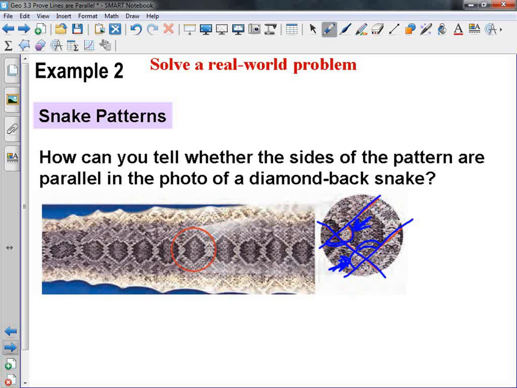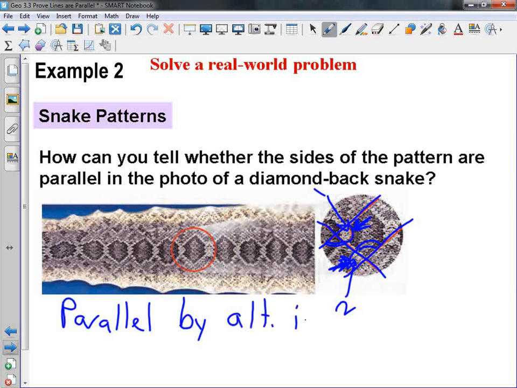Okay? Now, what type of angles are those two right here? If I name this one 1 and this one 2, what type of angles are 1 and 2? Alternate interior angles. So this would be parallel. And then I'd say by alternate interior angles.